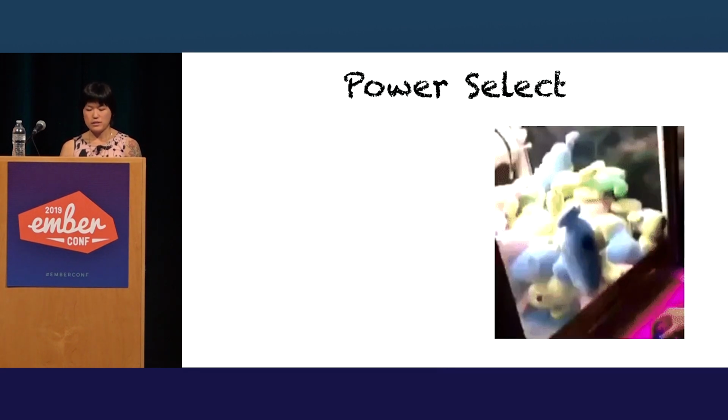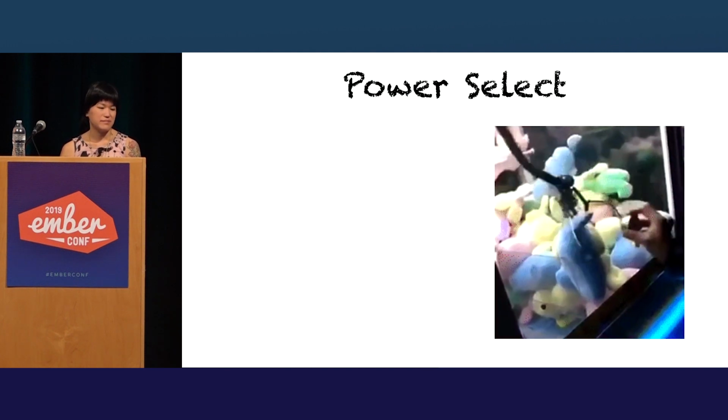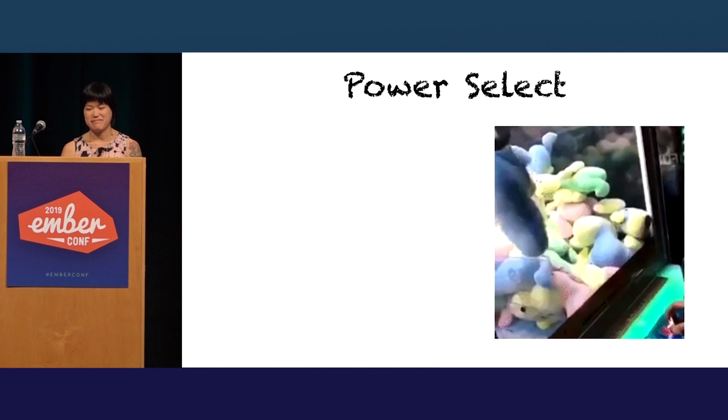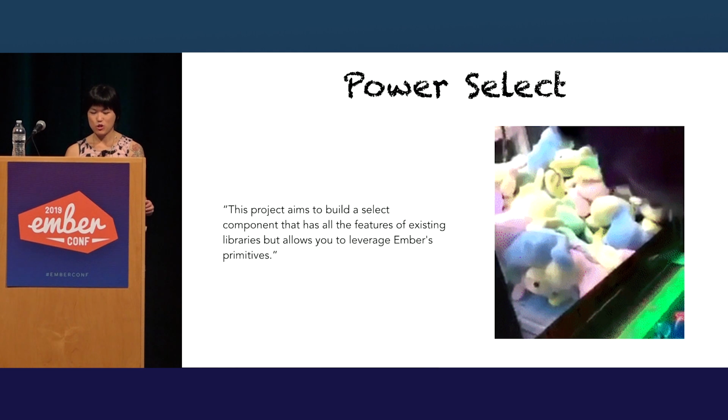P is for PowerSelect. That was not me, unfortunately. I didn't think of that. But similarly, it's created by the same person that made the basic dropdown, and he says that the project of PowerSelect aims to build a select component that has all the features of existing libraries, but allows you to leverage Ember's primitives.